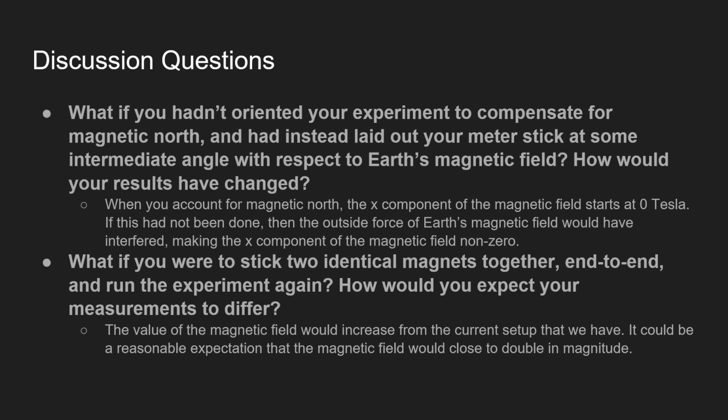Secondly, what if we were to stick two identical magnets together end to end and run the experiment again? How would you expect your measurements to differ? The value of the magnetic field would increase from the current setup that we have. It could be a reasonable expectation that the magnetic field would close to double in magnitude.